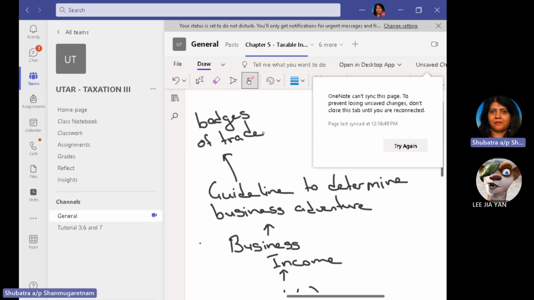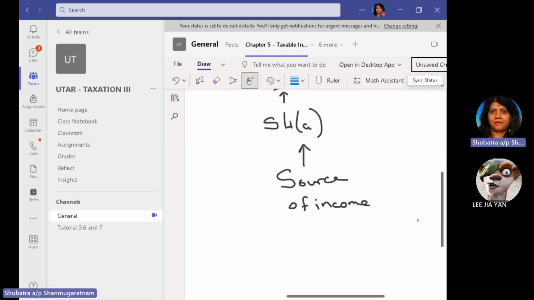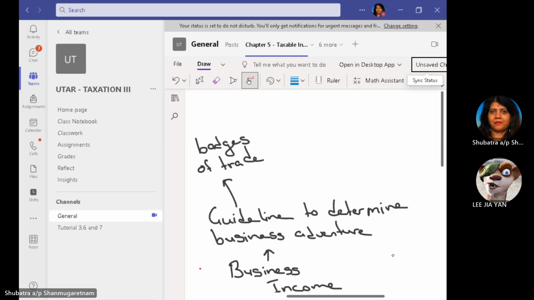Badges of trade is a guideline used by Inland Revenue as well as the courts to determine if a trade exists. So please do not go and tell people badges of trade is a law you have to follow. It's not the law. All right? Badges of trade is not the law.